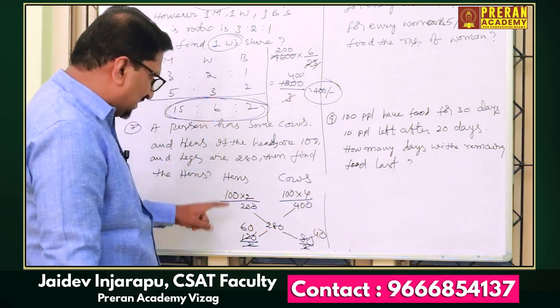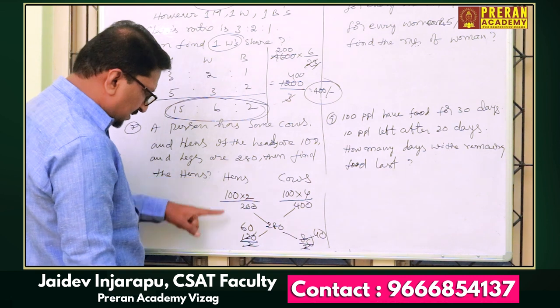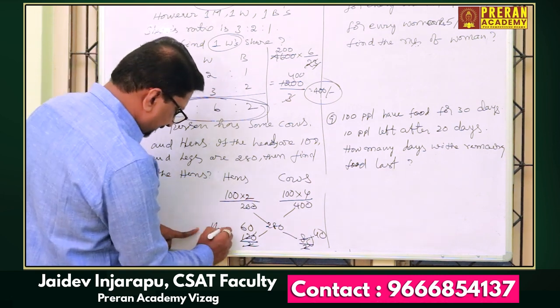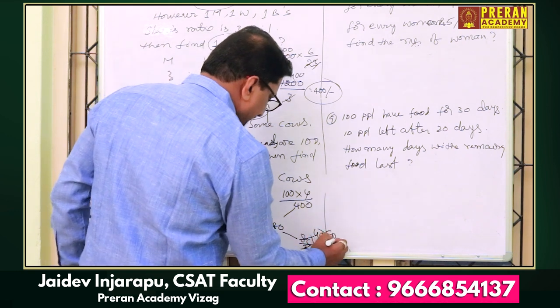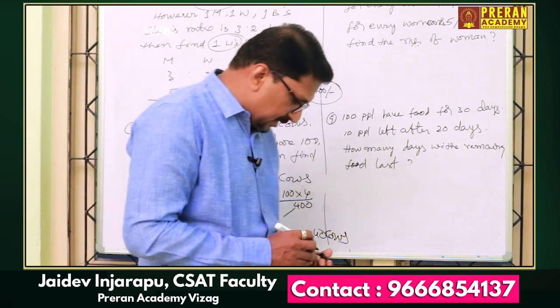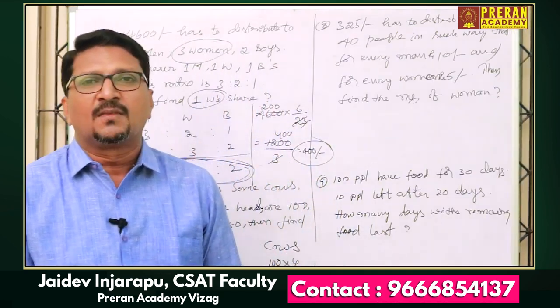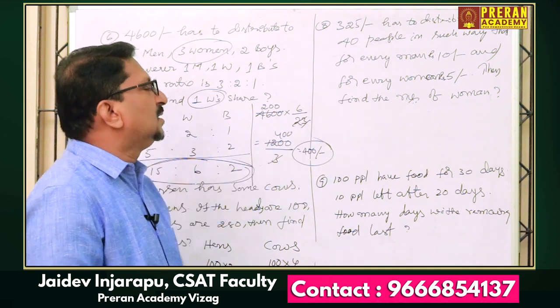Now what are these 60? These 60 are hens. What are these 40? Cows. Like this we can calculate very easily. Got my point or not? Now more or less the same question we are going to see here.